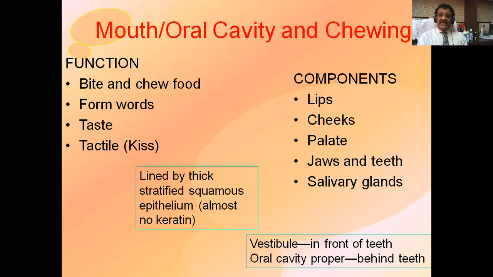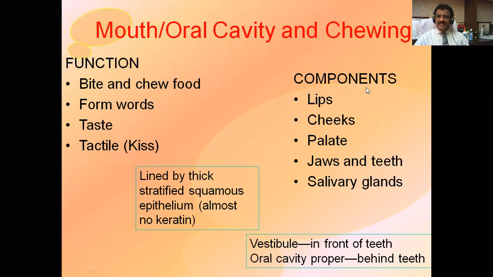for chewing and masticating, and for formation of words, so it's called speech, and for the purpose of taste, and also for the purpose of tactile, especially the lips, which are meant for the lip kiss and everything else further to that. The components of mouth are lips, cheeks, palate, jaws, teeth, and salivary glands.